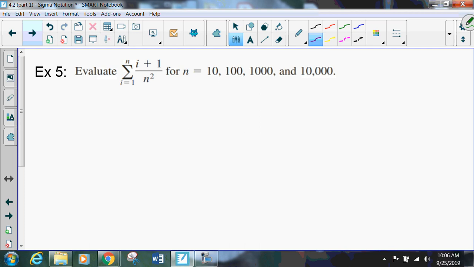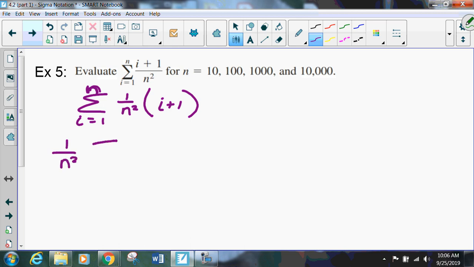So the first thing we're going to do is rewrite this. The reason we're going to rewrite is that I see that n squared. If I factor out the 1 over n squared, and I'm left with i plus 1, then 1 over n squared is a constant, and I can pull that out, right? Because n just stands for a number. My upper bound is a number. So I'm going to pull that 1 over n squared out because that is a constant, and I'm allowed to pull that out. And then let me write my lower bound and my upper bound.